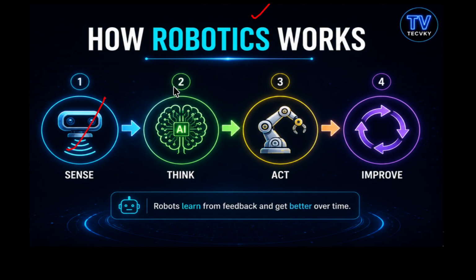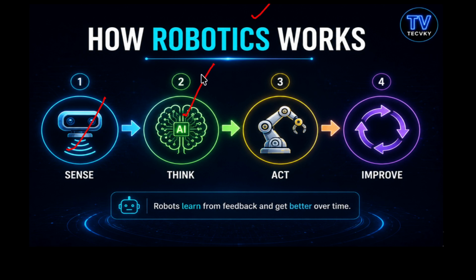Robots use sensors, cameras, microphones, GPS devices, and other technologies to gather information about their surroundings. For example, a self-driving car uses cameras to detect traffic signs, sensors to measure distance from nearby vehicles, and GPS to determine its location. Similarly, a robotic vacuum cleaner uses sensors to detect walls, furniture, and obstacles. Once the robot collects this information, it moves to the next step, which is analyzing the data. The robot's software or AI system processes the information and tries to understand what is happening around it.